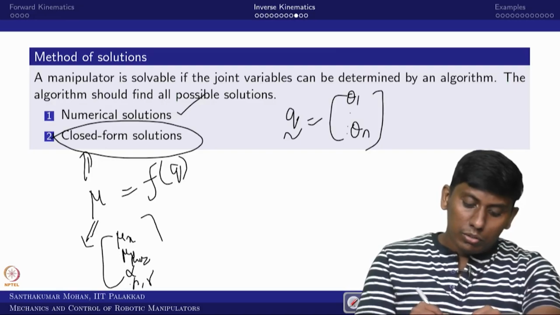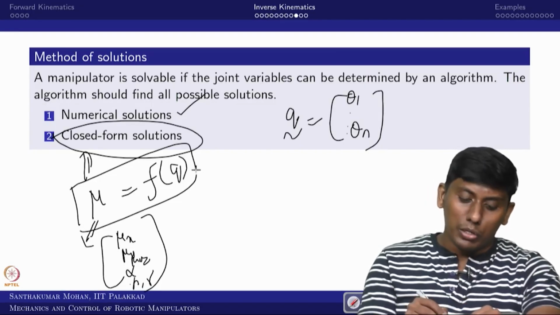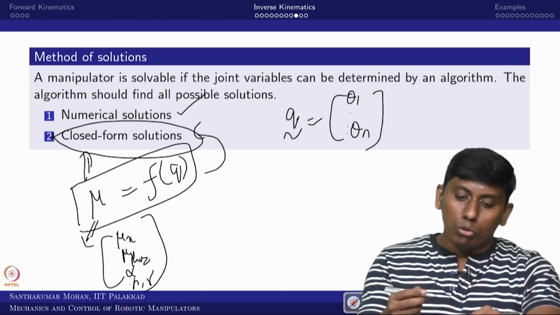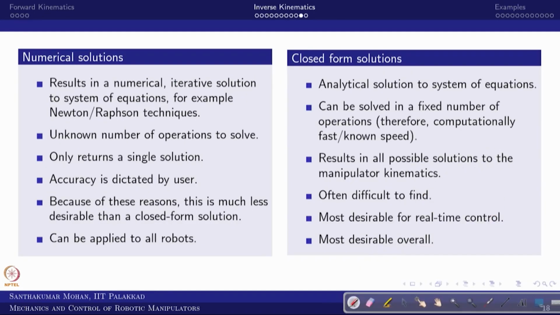Okay, so this is what we call a closed form. If we get this kind of relation, then we call it a closed form. But you know already that the closed form solution is not so easy. In the sense, an analytical solution is what we call closed form. A numerical solution, what we call iterative, that is what you call a numerical solution.